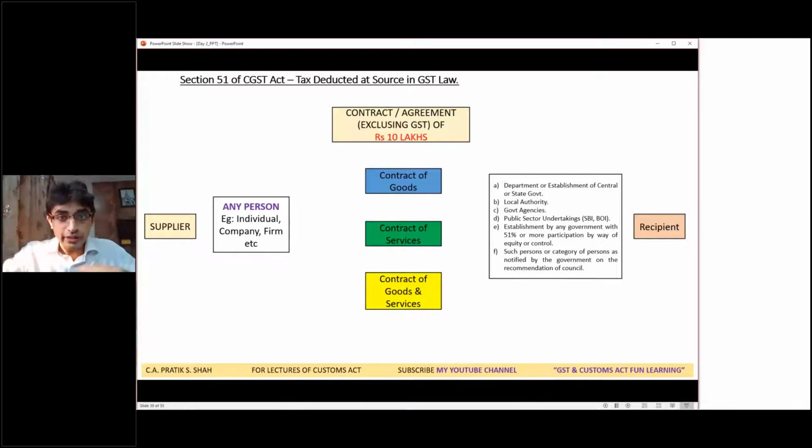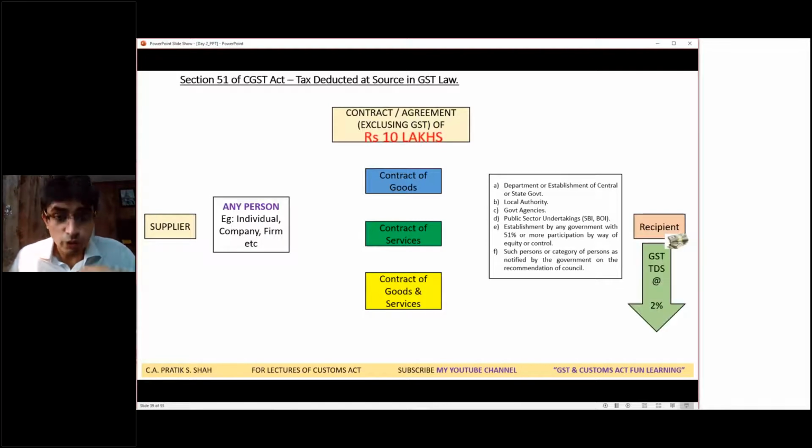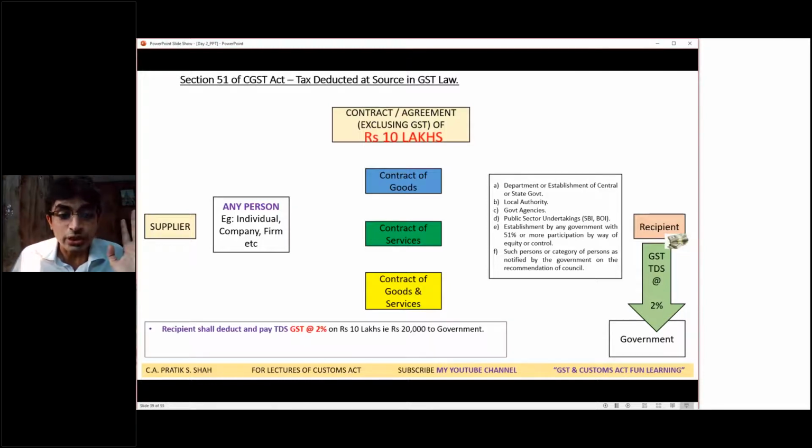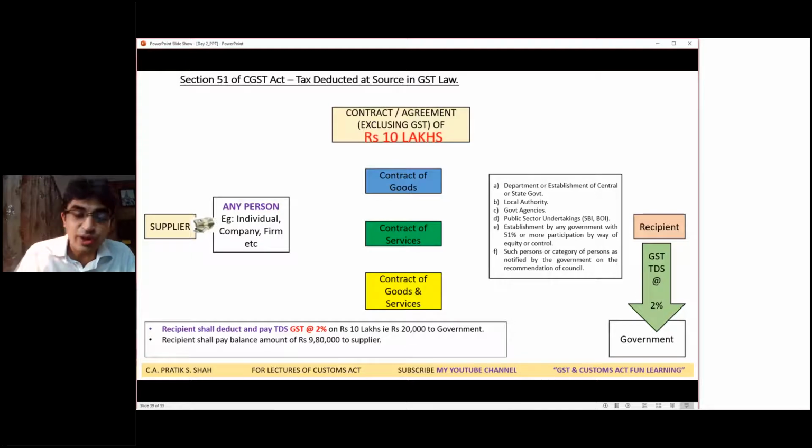Now, I have a contract with the government. Before paying the amount to me on this 10 lakh, government will first deduct 2% and pay it to the GST department. Whatever contract I have with them, they shall first deduct my 2% TDS and pay it to the government. Out of 10 lakh, 2%, 20,000 is deducted. I will get the balance 9 lakh 80,000 from the receiver. This is how it functions.